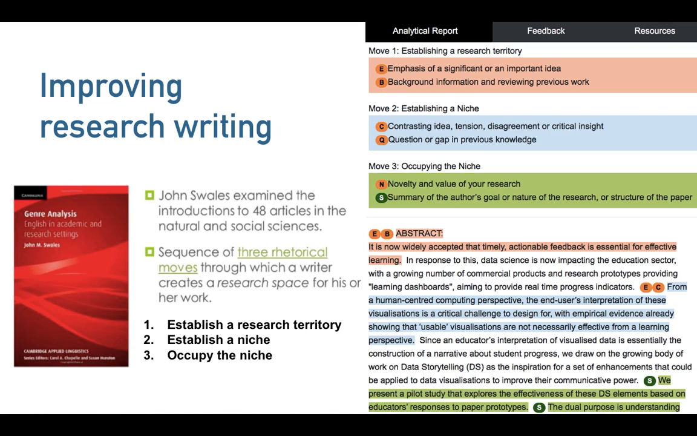A little further down, something is a critical challenge. That says we've got some kind of issue here. Something's difficult. Something is not necessarily effective. Oh, we've got a problem. And then down at the bottom, the author is telling the reader what they're about to discover when they read on. It's a summary signposting kind of statement. So we can now spot these, what we call rhetorical moves, and give feedback to the student.